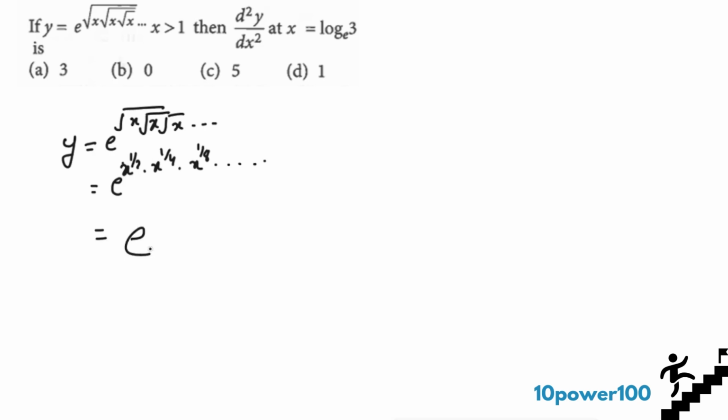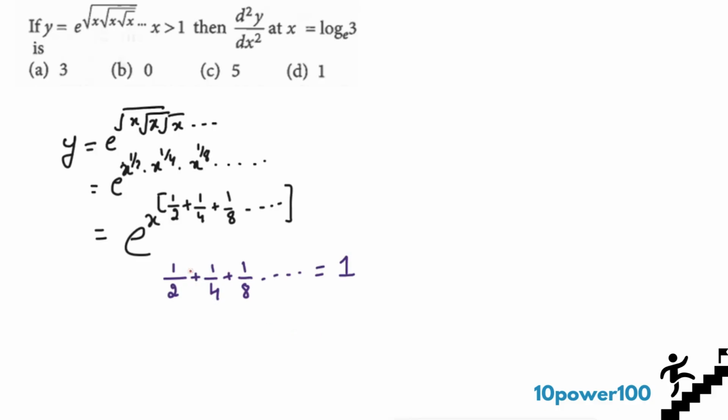So what we can do is, let's take e power x, and we can add all the powers. That is 1 by 2 plus 1 by 4 plus 1 by 8, and so on. You all know that 1 by 2 plus 1 by 4 is 3 by 4, 3 by 4 plus 1 by 8, if you add on continuously like this, approximately this value will become 1.